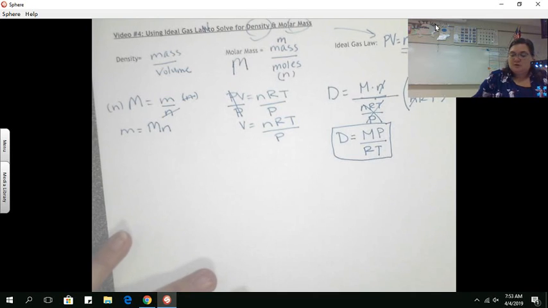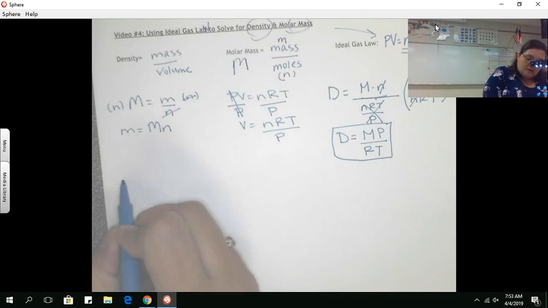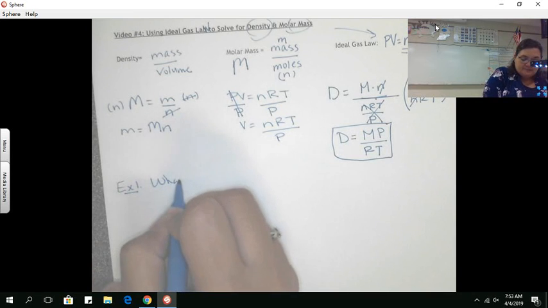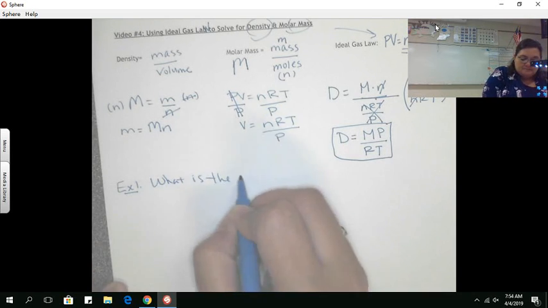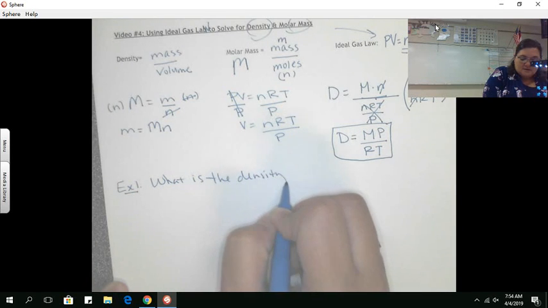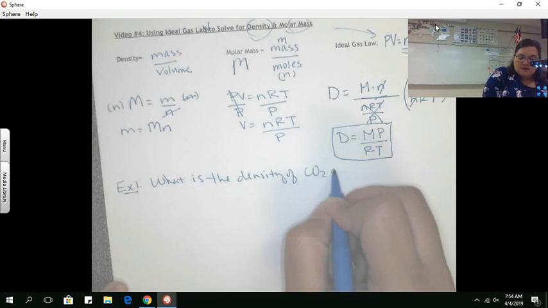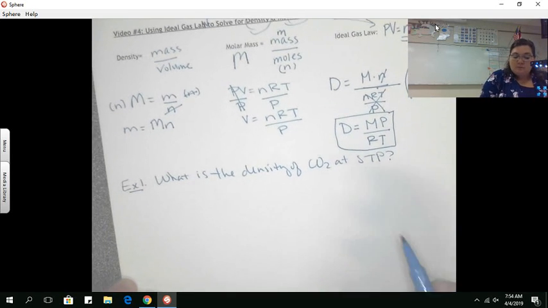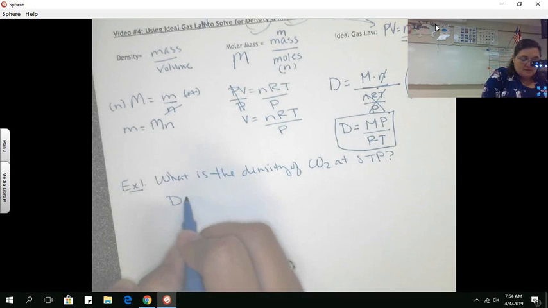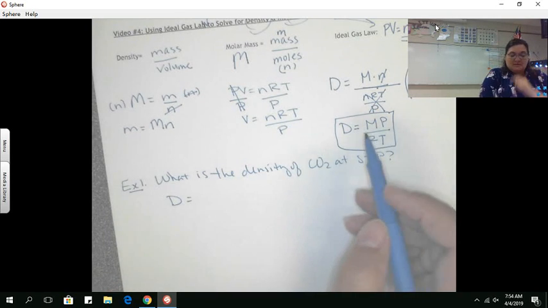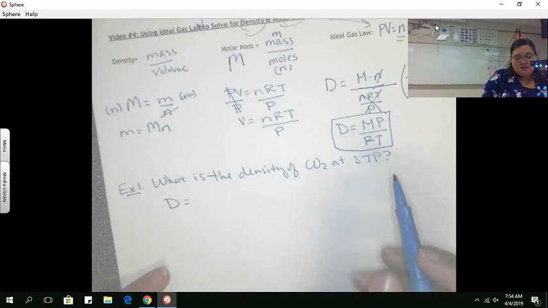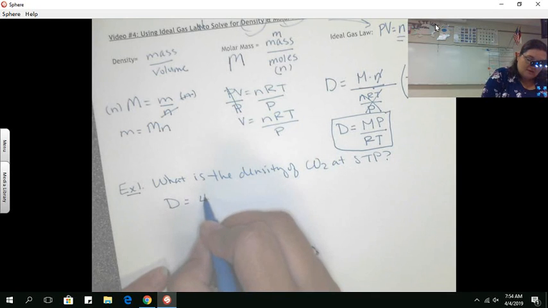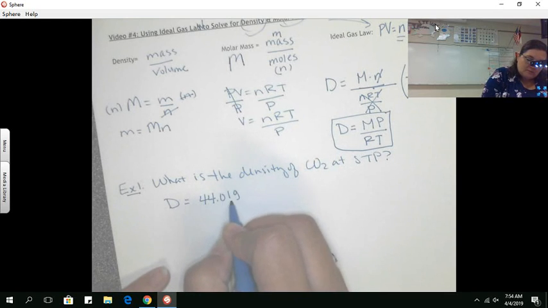So let's look at a quick problem. If our problem was, what is the density of carbon dioxide at STP? We would have to plug in what we know to our equation. We know that density is equal to our molar mass. What's the molar mass of carbon dioxide? We add the mass of 1 carbon plus 2 oxygens, and that gives us 44.01 grams per mole.